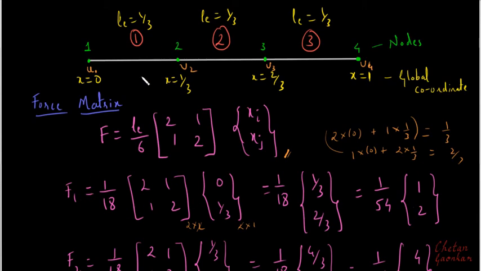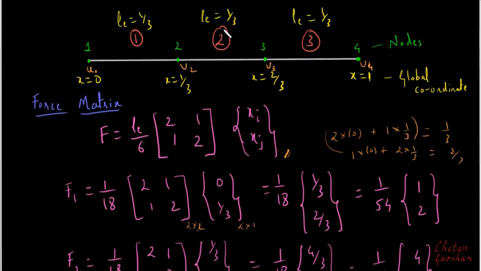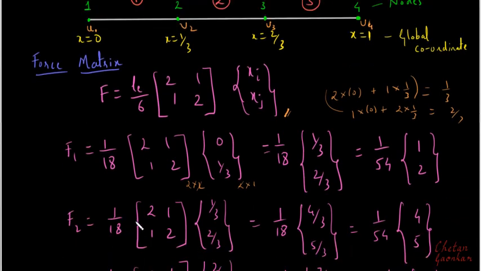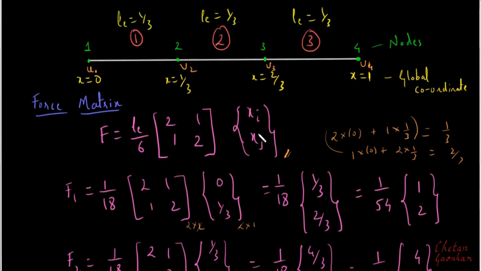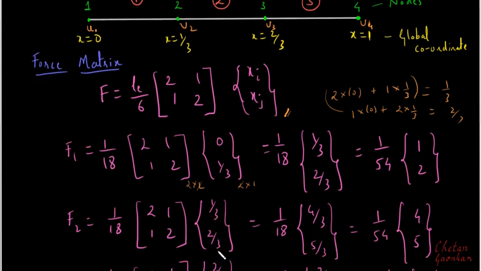The force matrix for element 1 will be this. Now the force matrix for element 2, again the length will be the same, 1/3. So if I substitute 1 by 3 here in place of LE, I will get that as 1 by 18, and then this remains the same, 2 1 1 2. But now in place of xi and xj for element 2, xi is nothing but 1 by 3, whereas xj is nothing but 2 by 3. So in place of xi I will have to substitute 1 by 3, and in place of xj I will have to substitute 2 by 3.